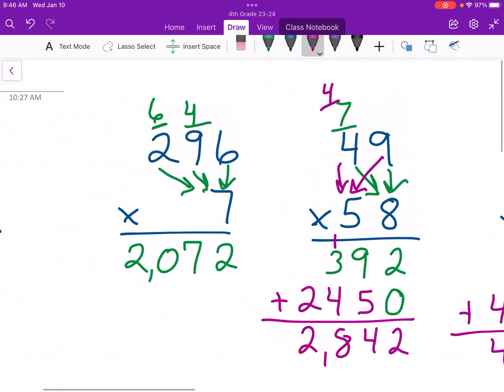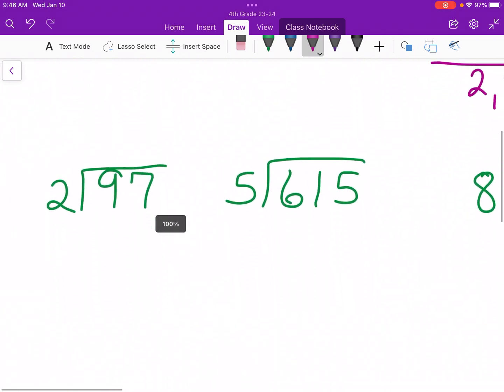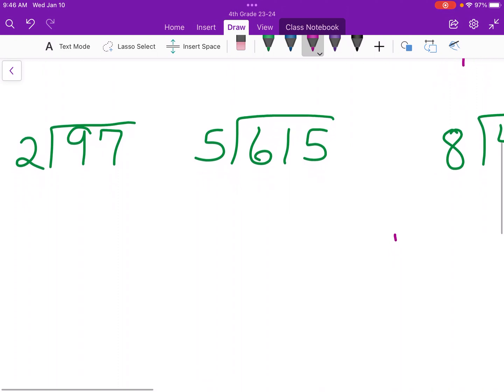Those are our 4 multiplication problems. Hopefully that went well for you. We'll move on to some division here. First problem in division, 97 divided by 2. Go ahead and pause.